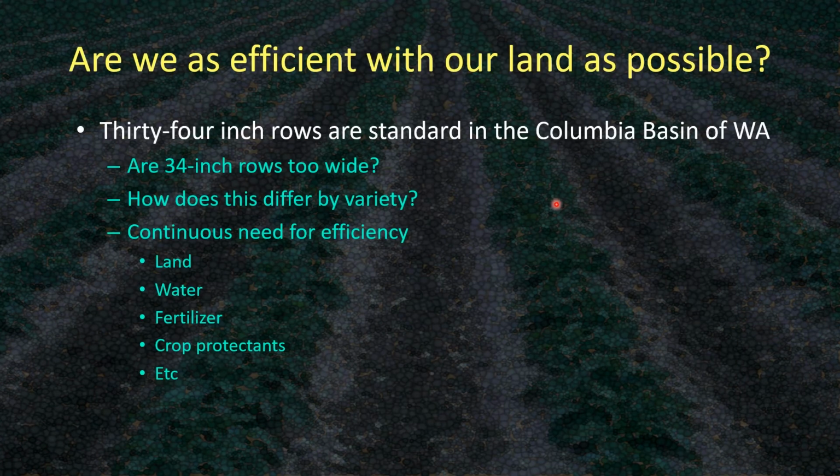So the question is, are we as efficient with our land as possible? And when I started this research, 34-inch rows were standard, and they still are standard in Columbia Basin, Washington. And the question I had was, are 34-inch rows too wide? Because I could not find any research that said why we were on 34-inch rows. And so I wanted to find out why. And how does this differ by variety? There's a continuous need for efficiency, as you know, on a global market. And that's with land, water, fertilizers, crop protections, and everything that you do on your land.